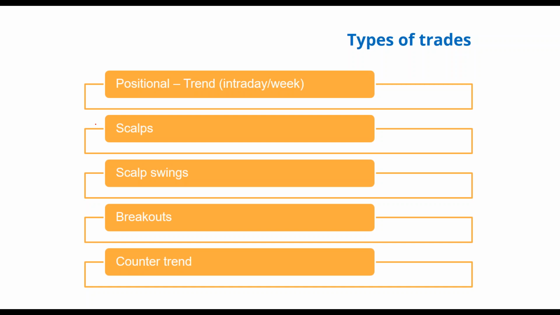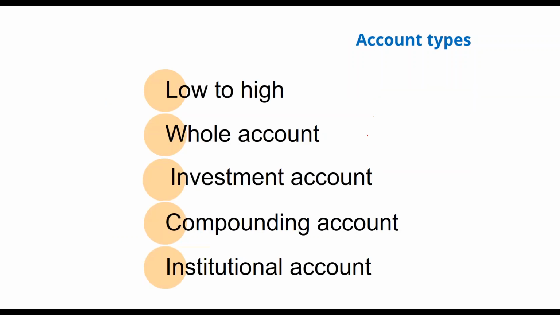So let's go now to just quickly, because I can see that it's already 6:25. Quickly we will go to different account types.